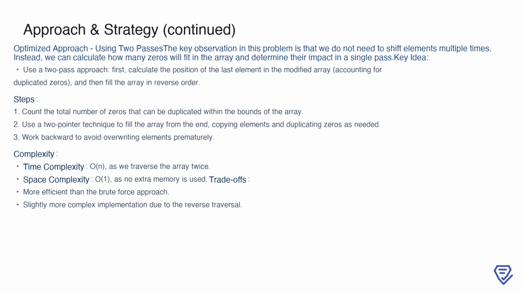A more efficient solution is the optimized two-pass approach, which leverages the insight that multiple element shifts can be avoided. Instead of handling zeros as they appear, we first calculate how many zeros can actually fit within the bounds of the array after duplication. Once we know this, the array can be processed in reverse to fill in the modified values directly. This avoids the risk of overwriting elements prematurely. The process begins by counting the total number of zeros that can be duplicated, factoring in the array size.